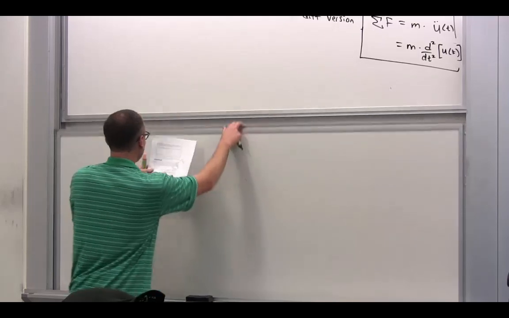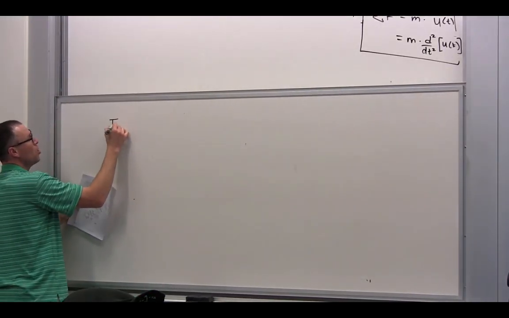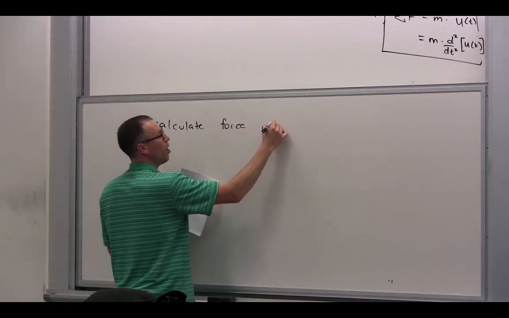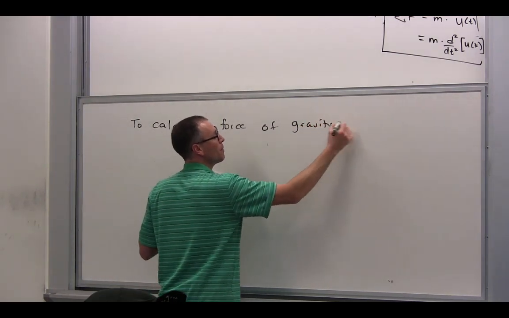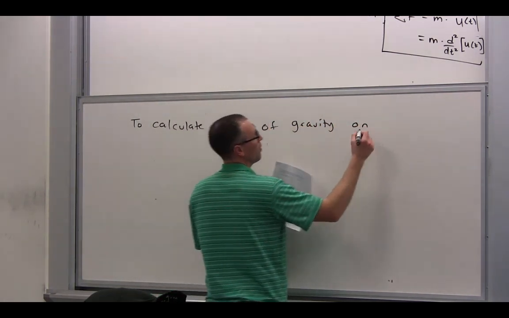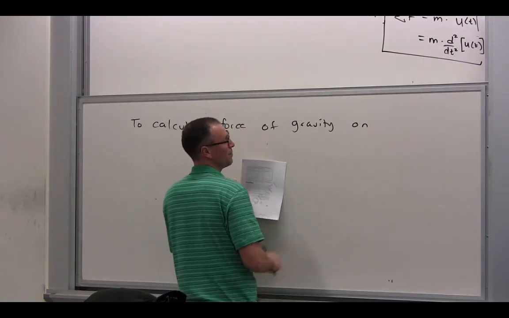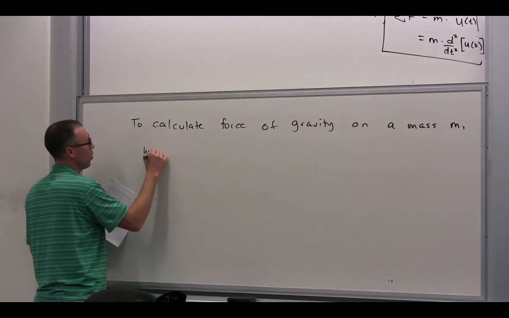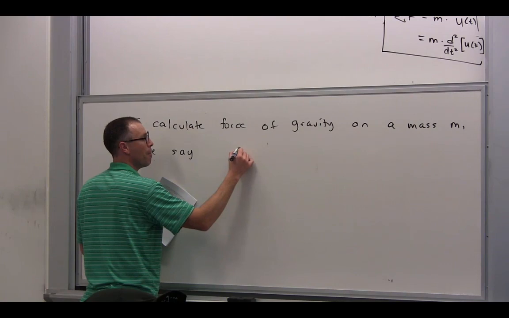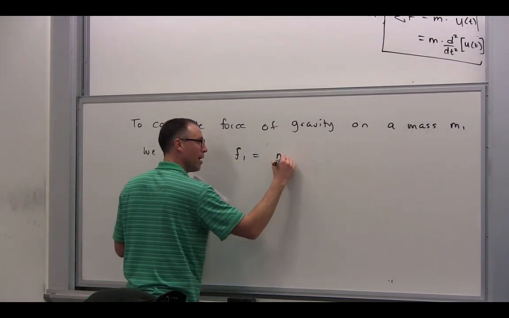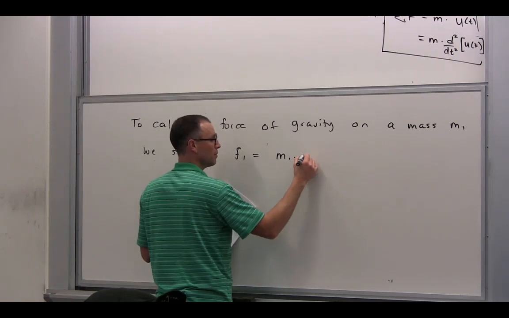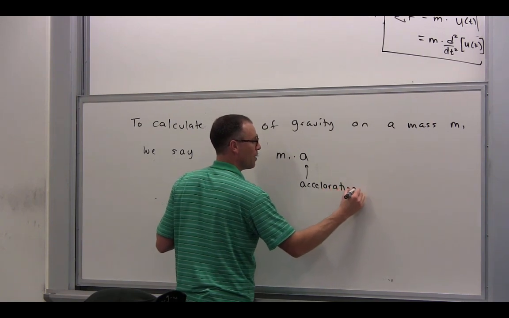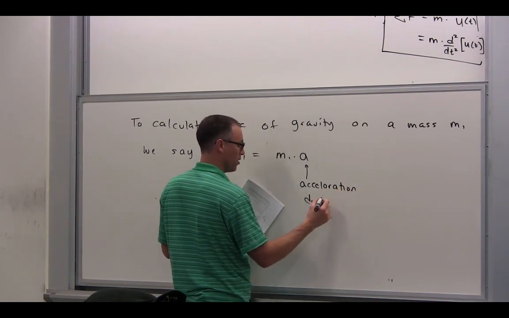Okay, so let's take a look at this thing. To calculate the force of gravity on a mass, M1, let's call it F1, is equal to M1 times the acceleration due to gravity. And I'm so happy that Mike is here for many reasons, but one of them is to make sure that I'm doing this right.